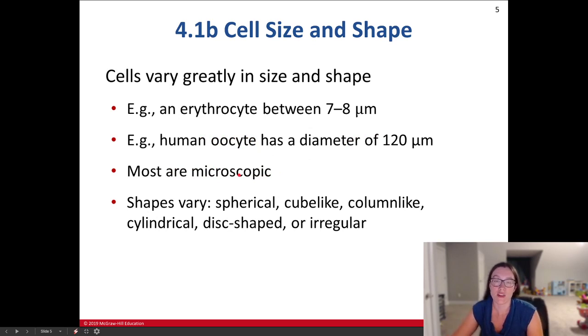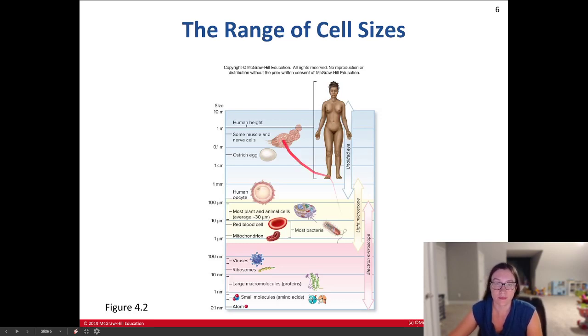But the shapes of our cells vary. Some of them are spheres, some of them look like cubes, some of them look like columns. We'll talk about these more in our histology lab in a few weeks. Some of them are disc shaped, some of them are irregular and look like spiders. Those are going to be our nerve cells. In this section, we're just going to talk about a general cell, and we'll imagine that it looks round, but know that they can have lots of other different shapes.